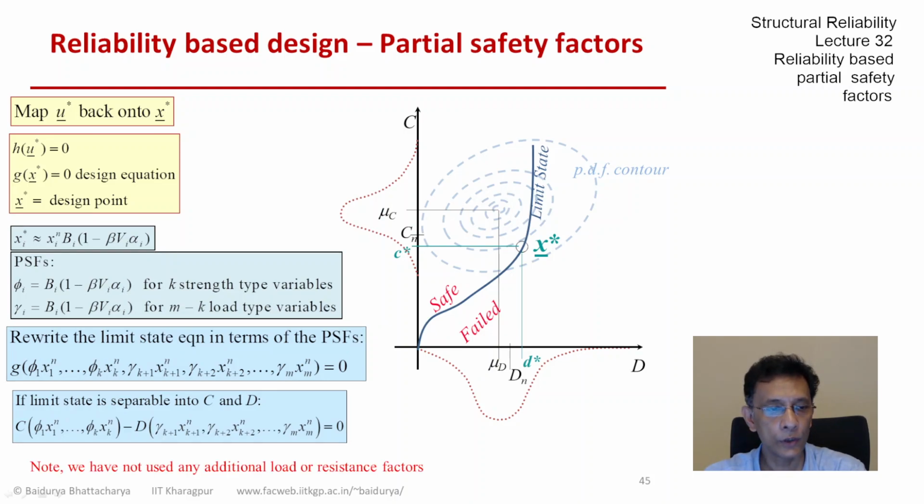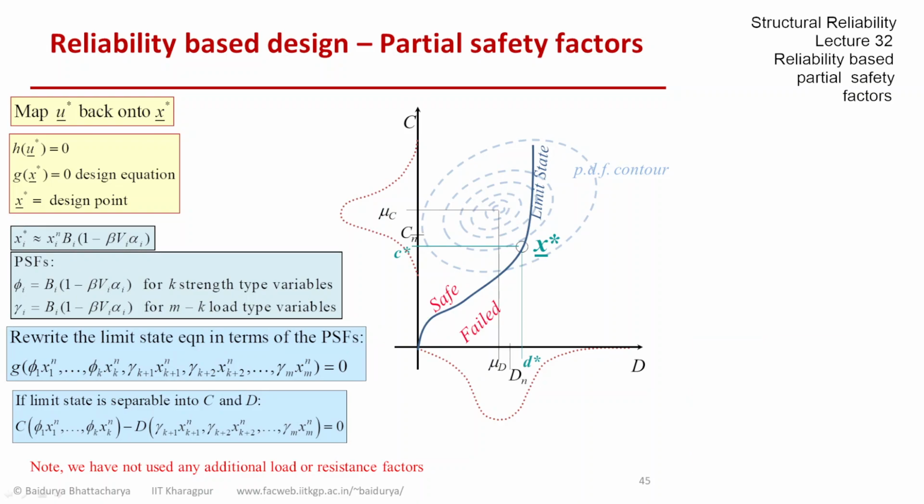The point to note here is that we have not used any additional load or resistance factors. For example, we do not have a different phi multiplying C, which is what we have seen in the LRFD type examples. We could have that sort of formulation. It would just look different, but we could use that as well as a design equation. But we'll come to those finer points and differences later.